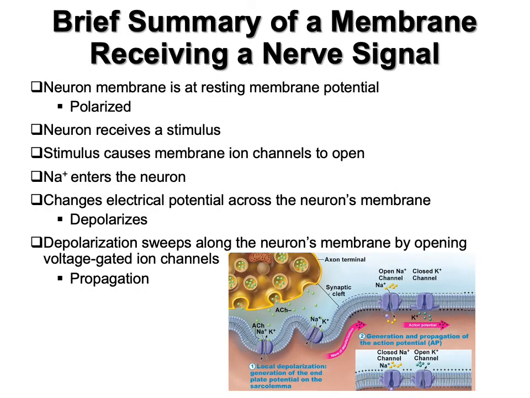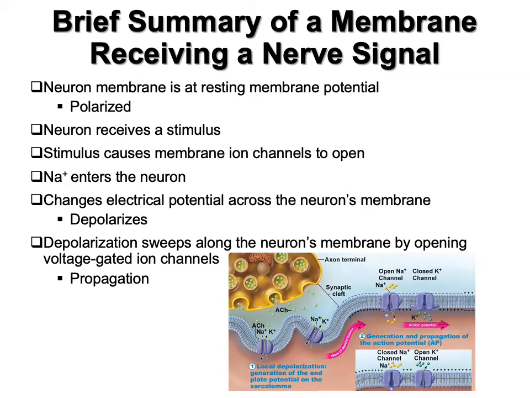Before I get into the details of membrane potential, I want to give a brief summary of a membrane receiving a nerve signal. When the neuron membrane is at resting membrane potential, it is considered polarized. At this state, the neuron can receive a stimulus. The stimulus will cause membrane ion channels to open. When the channels open, sodium will flood into the neuron.